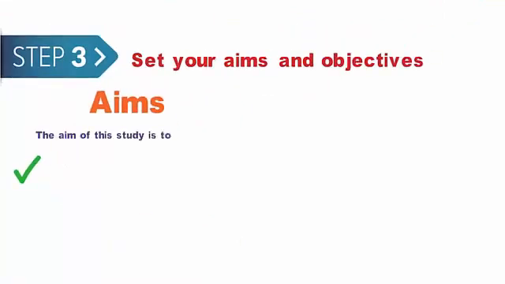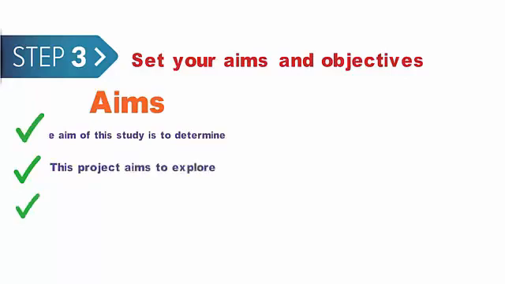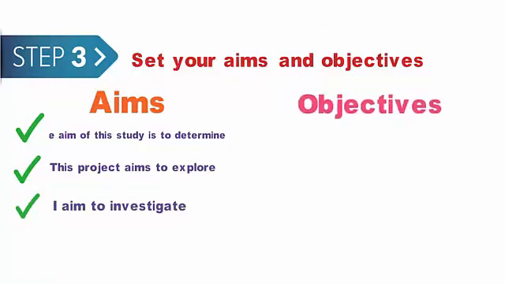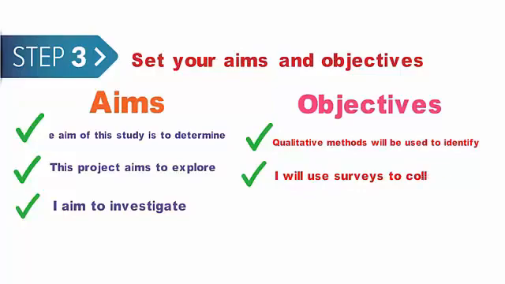The aim is the overall purpose of your research. It is generally written in the infinitive form. The aim of this study is to determine. This project aims to explore. I aim to investigate. The objectives are the concrete steps you will take to achieve the aim. Qualitative methods will be used to identify. I will use surveys to collect. Using statistical analysis, the research will measure.